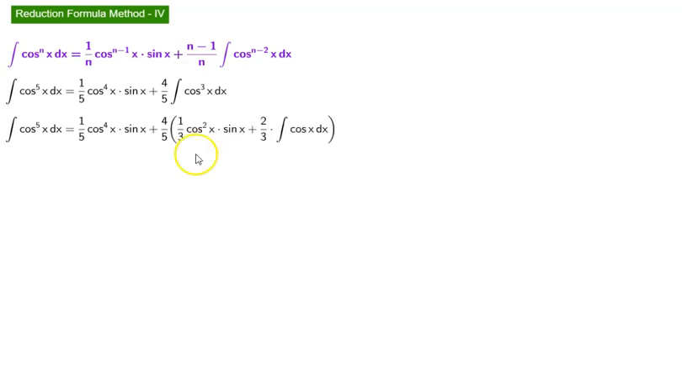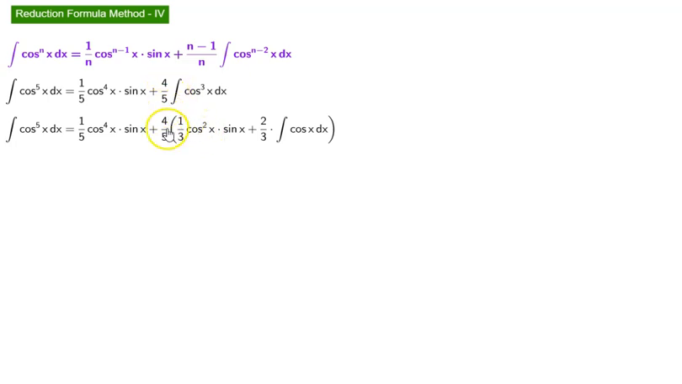Okay, so let's look at integral of cos to the power of 5x dx. Applying this formula, we get 1 by 5 times cos to the power of 4x times sin x plus n minus 1, that is 5 minus 1 by 5, so 4 by 5 times the integral of cos to the power of 5 minus 2, that is 3x dx. We have not reached 0 or 1 as the power of cos, so we again apply the same reduction formula.